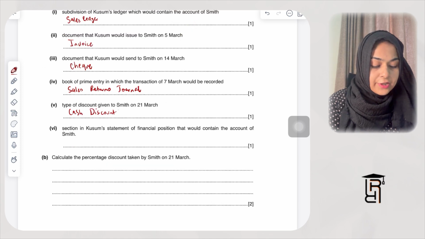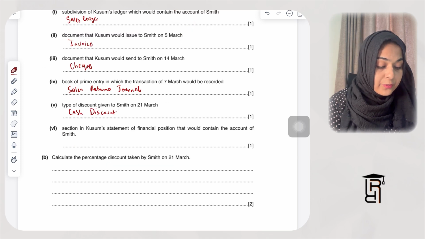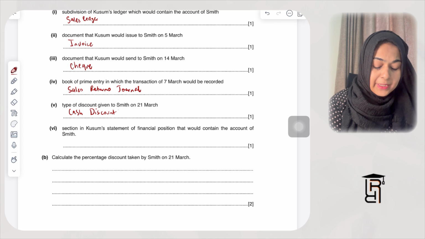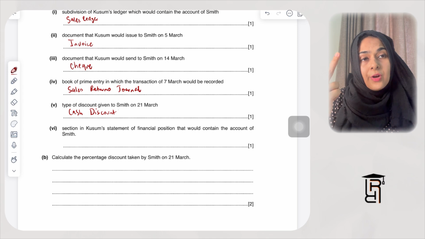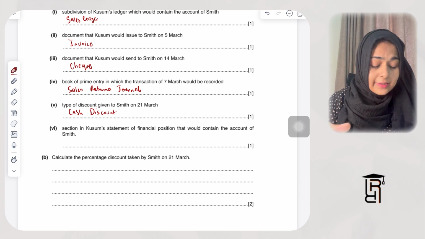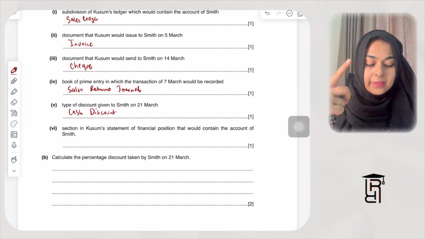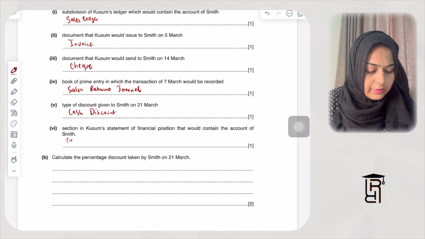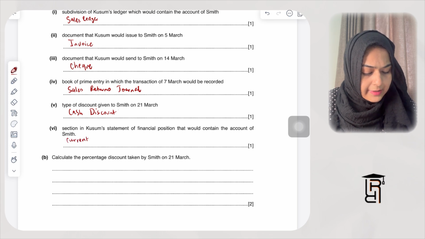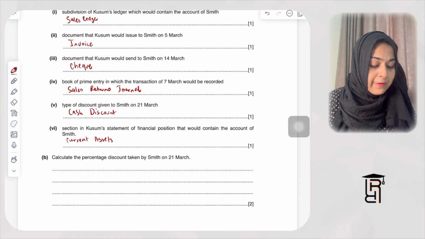Then they are saying section in Kusum's statement of financial position that would contain the account of Smith. There are 5 sections of the statement of financial position: non-current assets, current assets, capital section, non-current liabilities section, and current liabilities section. Trade receivables come in the current assets section, because Smith is a trade receivable, so his balance will be recorded in the current assets section of the statement of financial position.